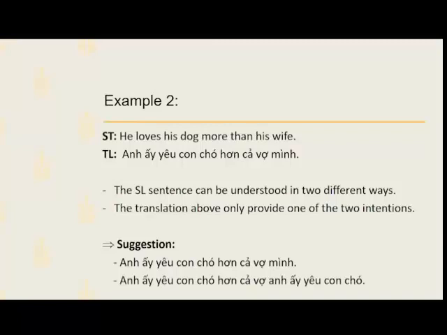The second example, source text: He loves his dog more than his wife. Target text: Anh ấy yêu con chó hơn cả vợ mình. So, as you can see, the source language sentence can be understood in two different ways, and the translation above only provides one of the two intentions. So we have some suggestions here. Anh ấy yêu con chó hơn cả vợ mình. Or, anh ấy yêu con chó hơn cả vợ anh ấy yêu con chó. Both are correct.